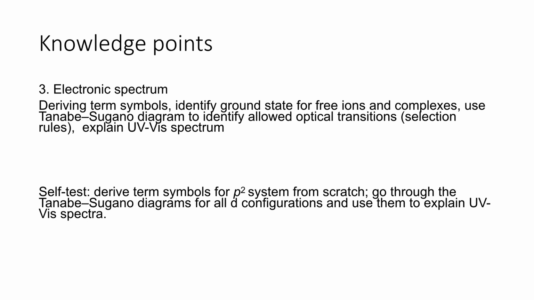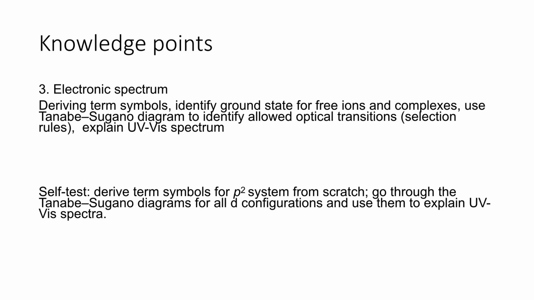Here, a quick self-test would be the following. You can pause the video and start to derive the term symbols for a p2 system. You have to construct the whole table, fill in the table with all the microstates, and then assign the microstates to term symbols, and then identify the ground state for that system.